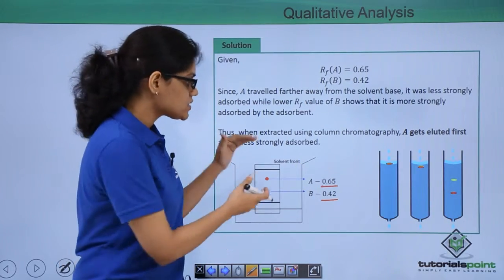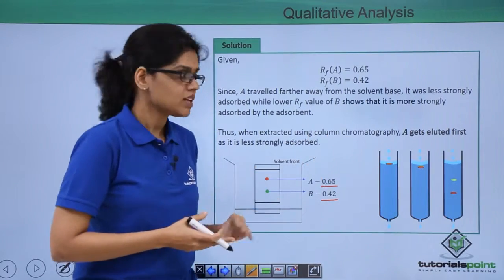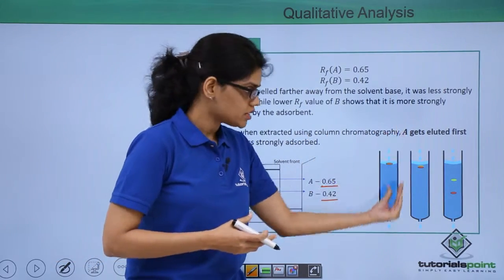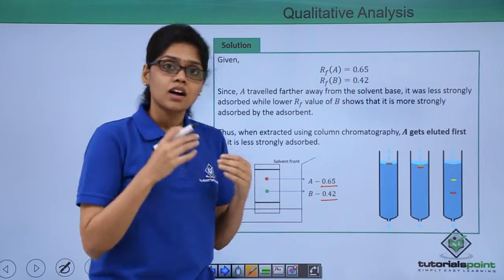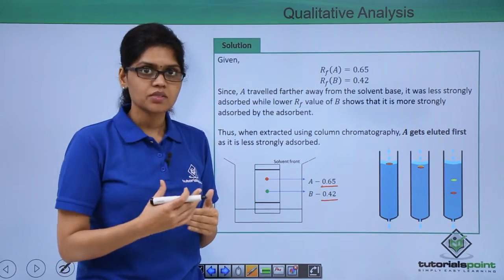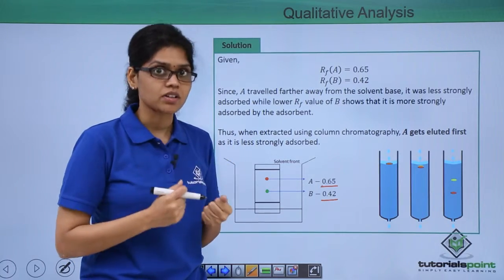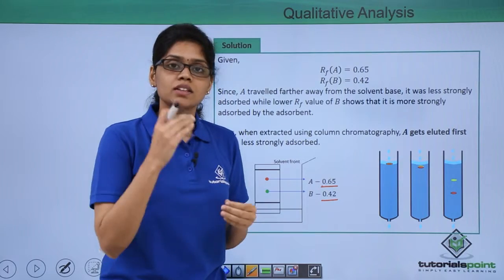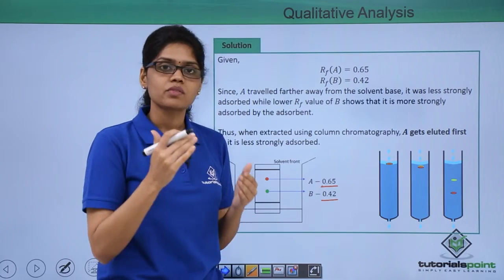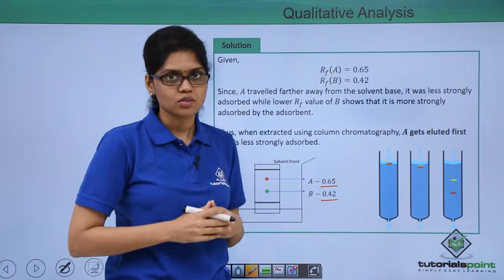Now we try to carry out the same thing using column chromatography, where the eluent is eluted this way. You can see that the mixture gets separated like this, and a component which has greater affinity for the adsorbent will get retained longer, and the one that gets eluted first would be the one that has lesser affinity, or lesser interaction with the adsorbent.